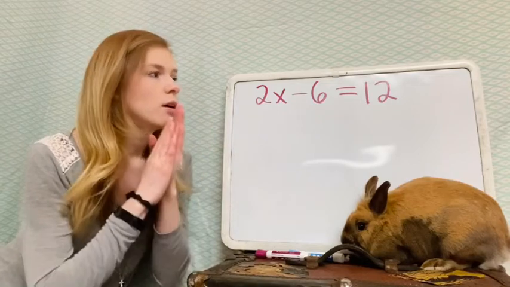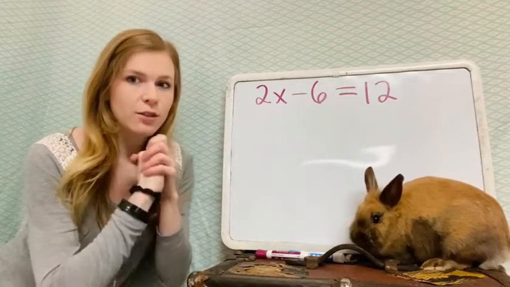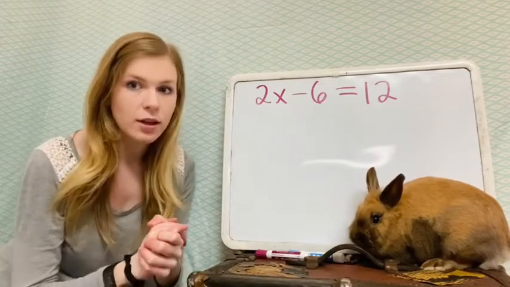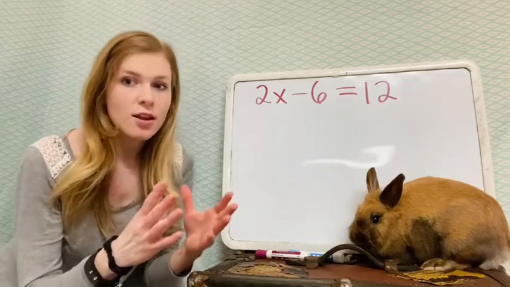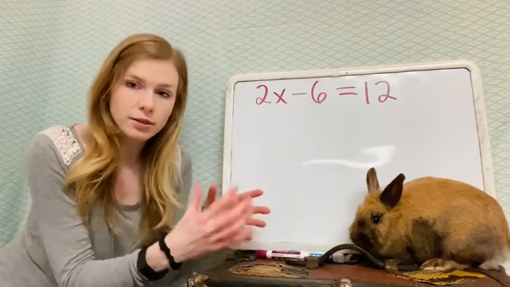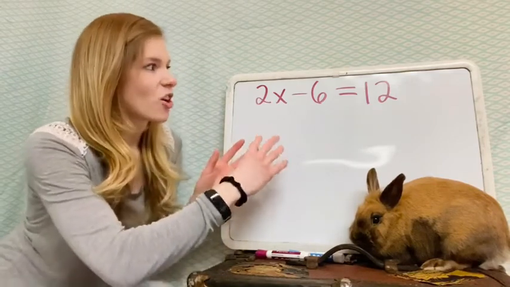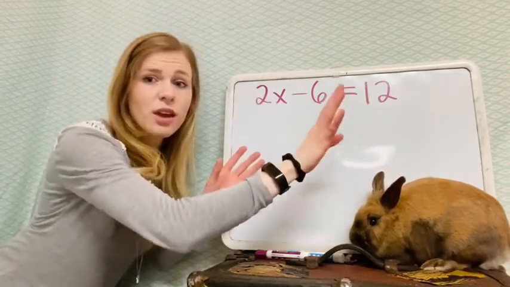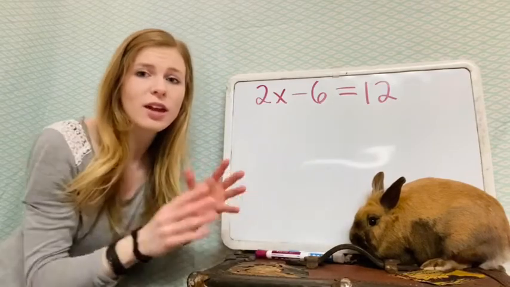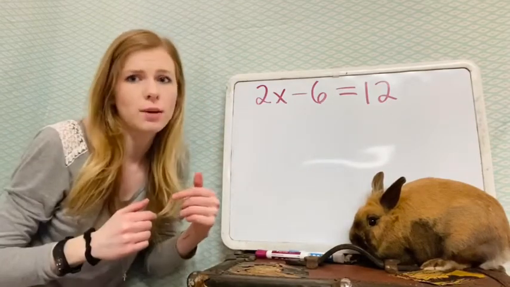Okay, now I'm going to look at this, and the first thing you need to do is remember that the variable needs to be by itself at the very end on one side of the equal sign, and all the numbers need to be on the other side. Okay, that is our goal. Always have the goal in mind.